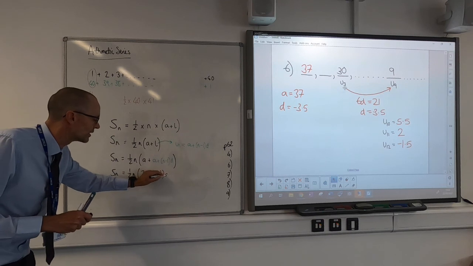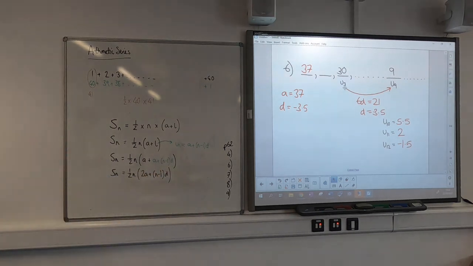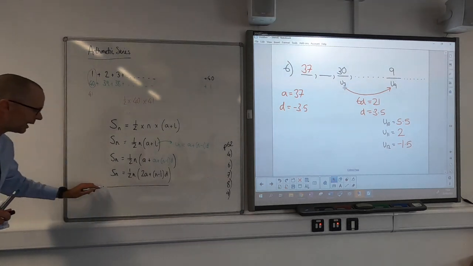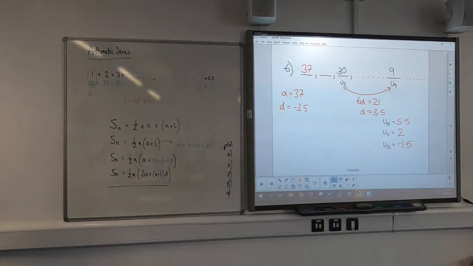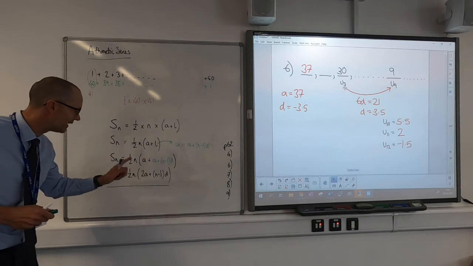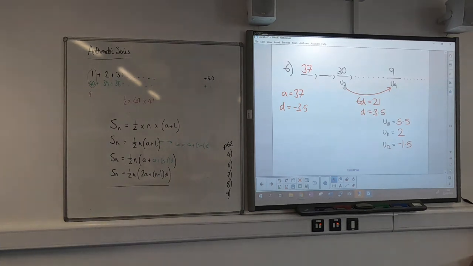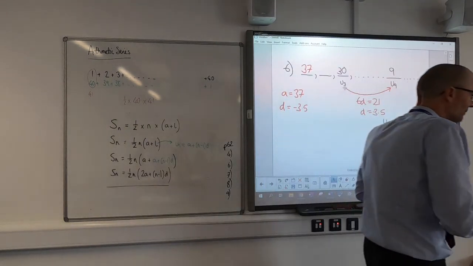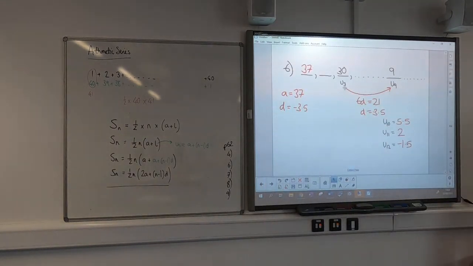It's on the formula sheet. You don't need to understand where it's come from. So if I want to add up the first n terms in an arithmetic series, I use that formula. A is the first term, D is the jump, n is the number of terms. That gives me the total. So what we'll do tomorrow is use that formula to solve some problems. Good stuff.